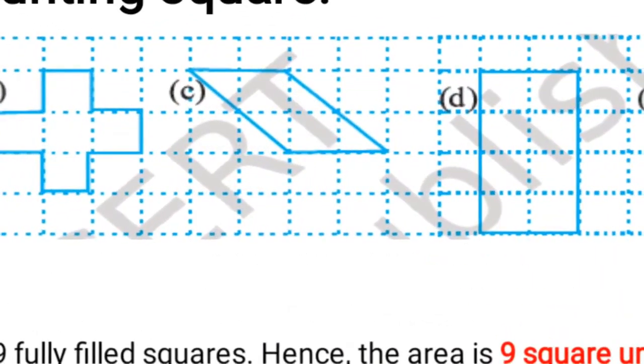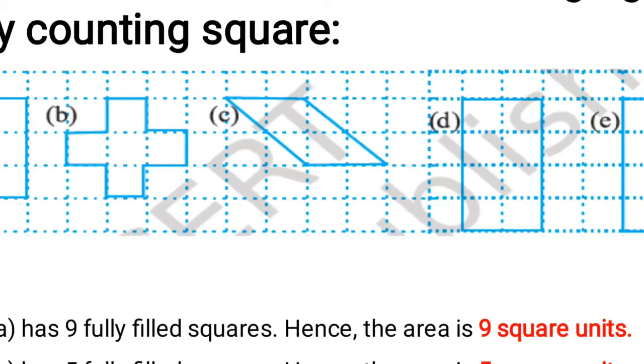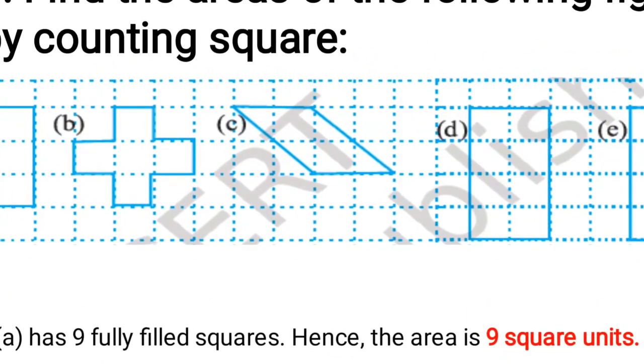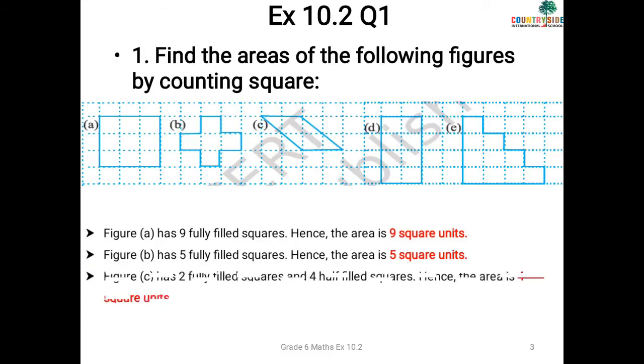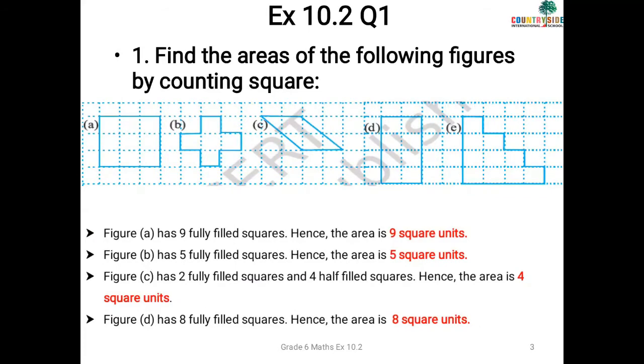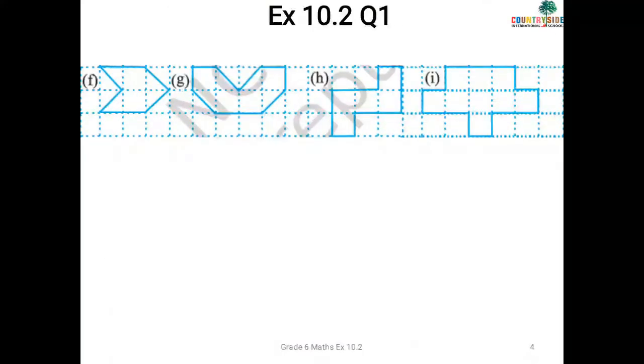Now see in figure C, let's add all the half plus half plus half plus half. 4 times half, that is 2, and this 2, so 2 plus 2, that is nothing but 4. So your answer is 4. In a similar way D, in D all are full, 1 2 3 4 5 6 7 8. So the answer is 8. In a similar way for E, we again have all full squares. If you count, you will get your answer as 10. Easy? Now let's solve the F part.